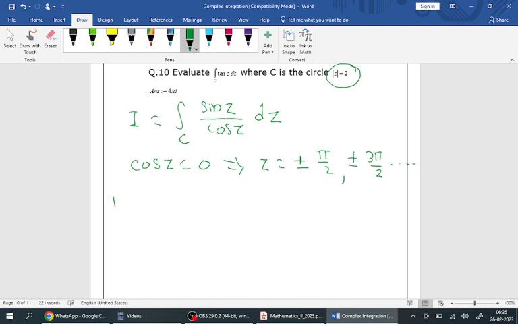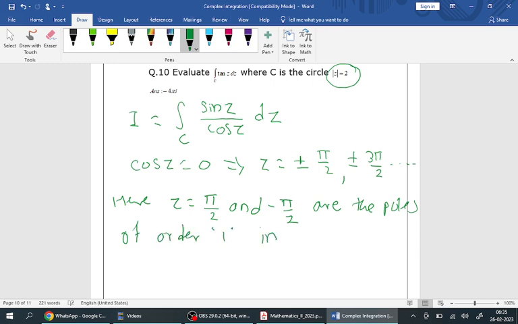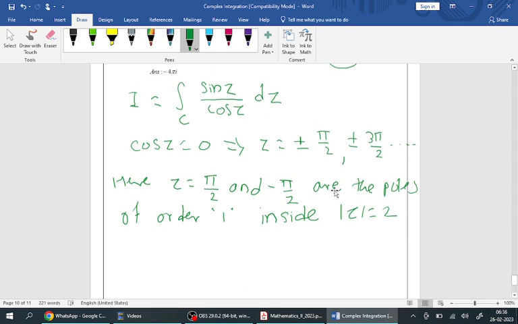So we can say here z equal to pi by 2 and minus pi by 2 are the poles of order 1 inside the circle mod z is 2. So we just have to calculate two residues, and then we can get the value of the integral there. So plus pi by 2 and minus pi by 2 is there.